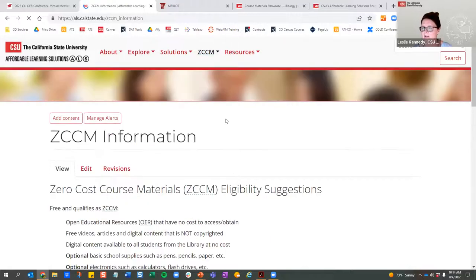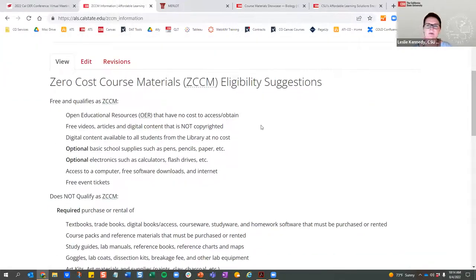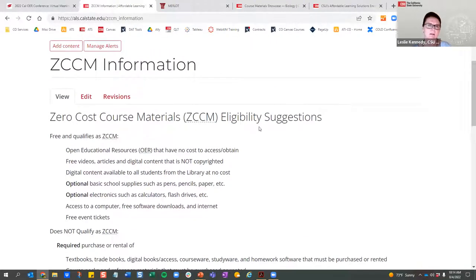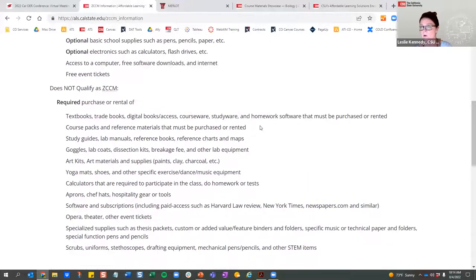We've recently added to our website a kind of an eligibility suggestion, because we sometimes saw that a course might have been marked as zero cost course material, but there might have been a required purchase of a calculator or some other type of ancillary item. And so we feel that does not make a course zero cost.